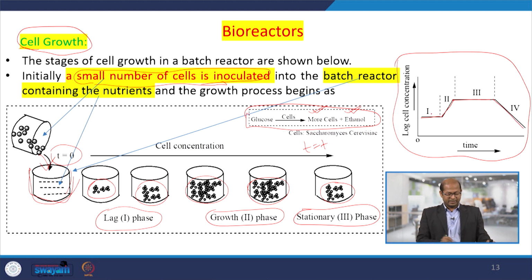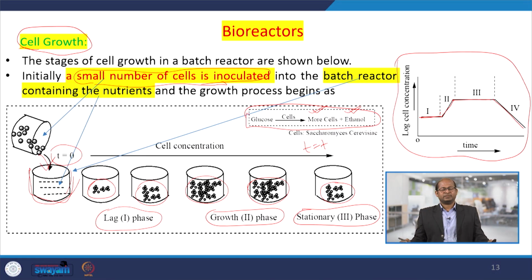Phase 1 is the lag phase. When we supply the substrate and cells in a new reactor or new environment, it takes time for the cells to adjust to the new environment, and at this stage the growth is very slow or negligibly small. In the second stage, the growth phase, the number of cells increases exponentially in the presence of nutrients.